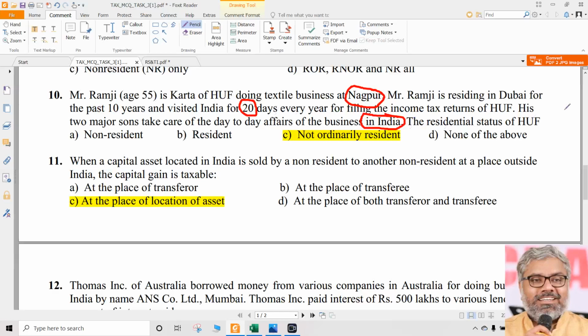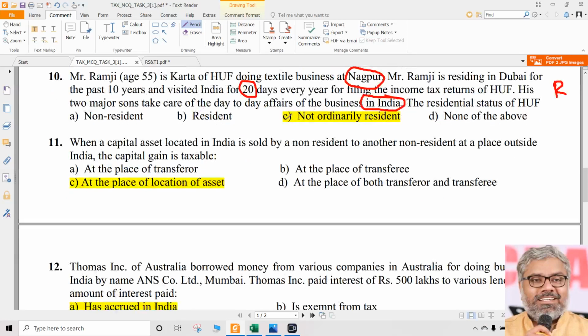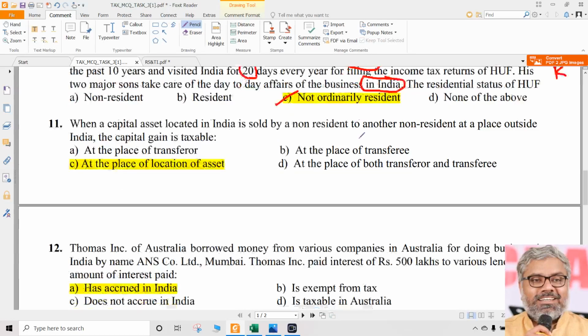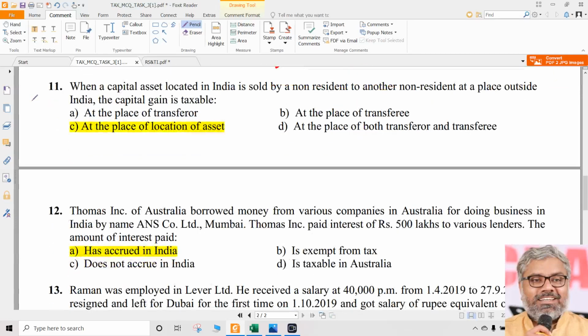So basically HUF is resident. That is for sure, guaranteed. But the question comes whether it is ROR or NOR. Now we have to check the Karta's additional conditions. As we have already seen, Karta never satisfied even one additional condition. That means the HUF's residential status is resident but not ordinarily resident, RNOR. That is the answer for question number 10. That is C.